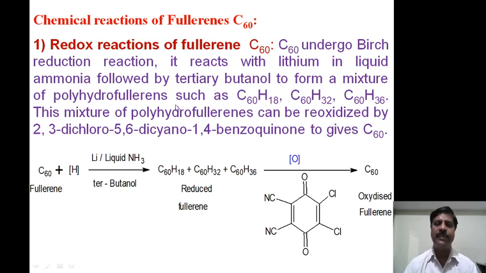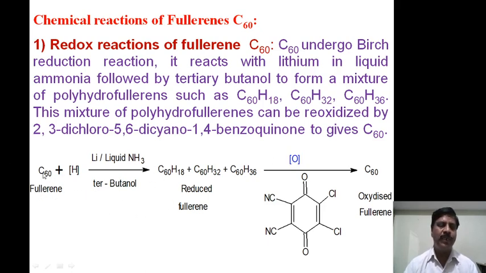polyhydrofullerenes such as C60H18, C60H32, C60H36. This mixture of polyhydrofullerenes can be reoxidized by using 2,3-dichloro-5,6-dicyano-1,4-benzoquinone to give C60.